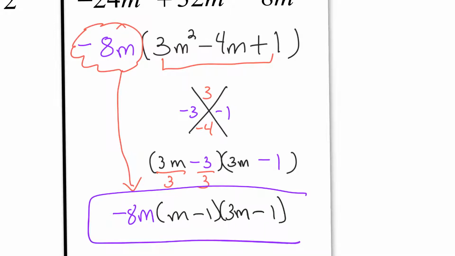So your answer is all of this right here, guys. Make sure you guys have the negative outside, the 8m outside, and the m minus 1 times 3m minus 1. If you guys have those binomials backwards, if you have the 3m minus 1 here and the m minus 1 over here, that's okay, guys. Commutative property of multiplication says order doesn't matter. But some textbooks, they put the binomials from smallest to highest. But I'm not too picky on that, so you're okay if you have those switched.